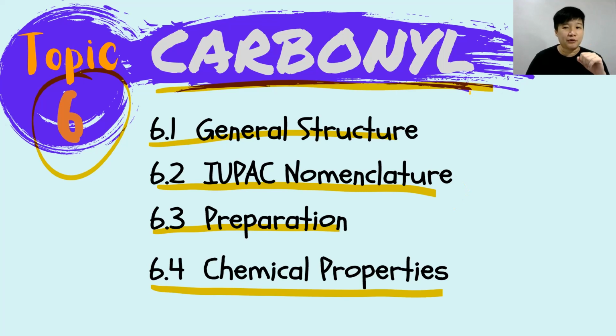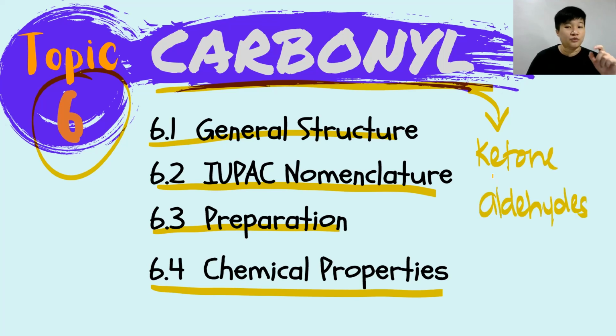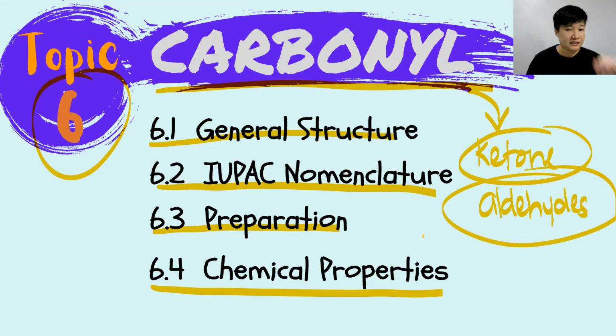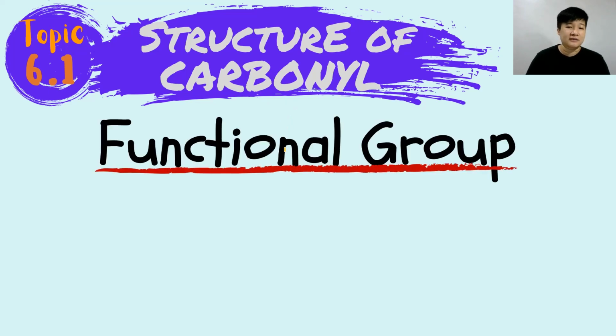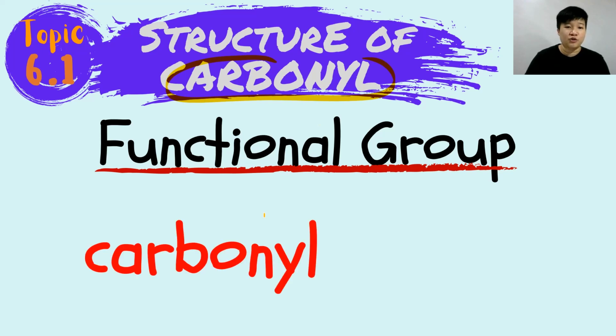And talking about carbonyl, we have 2 homologous series, which is your ketone and also aldehyde. So in this video, we'll look into ketone and aldehydes in detail. Let's jump straight into the general structure of carbonyl. The main thing, the functional group over here is your carbonyl. So when the functional group is carbonyl, the carbonyl is actually your C double bond O.